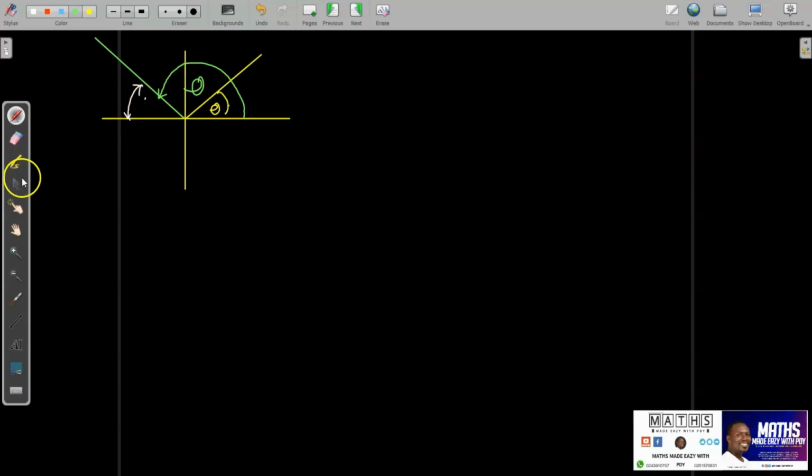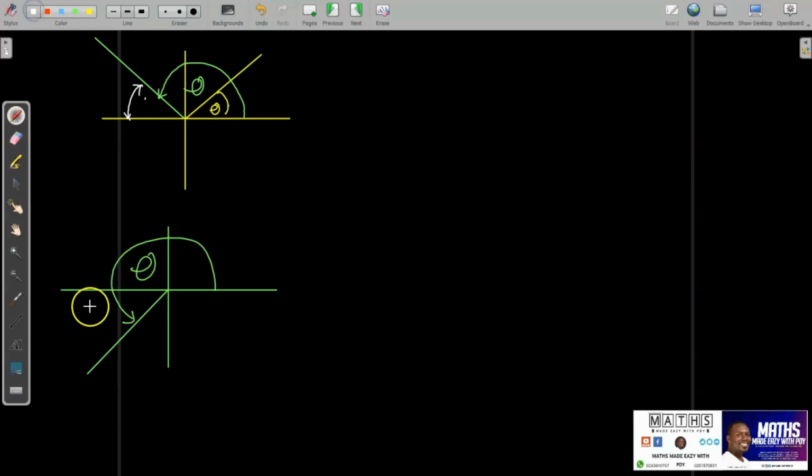Then again, if we come to another quadrant, let me draw another. This time around, the angle was shown in the third quadrant. And you know, theta is so big. How do I get the special angle? It means I have to come back. This is where the white space is the special angle, because it must always go towards the x-axis. So how do I get the special angle? What must I do?